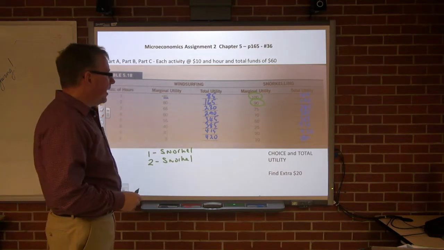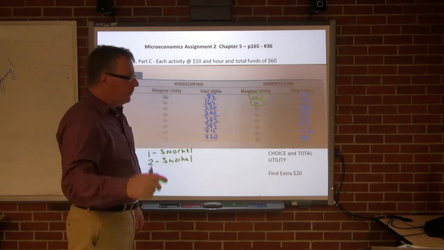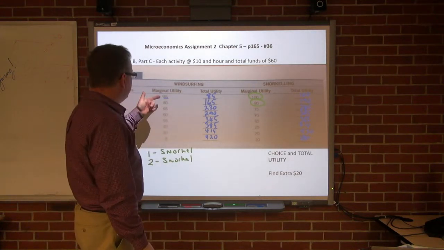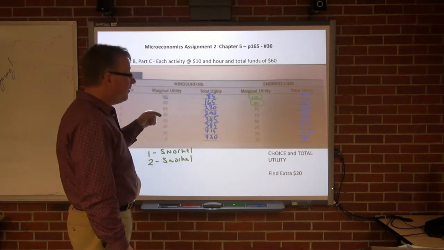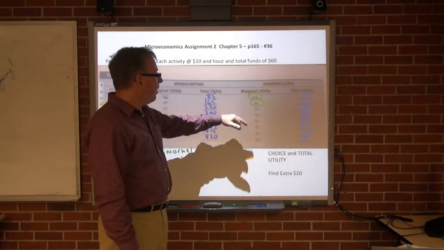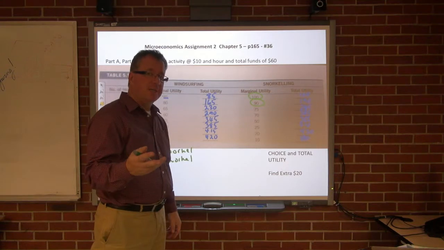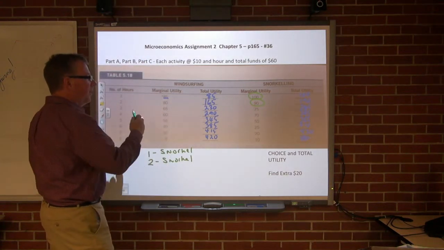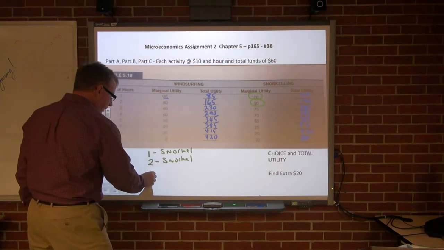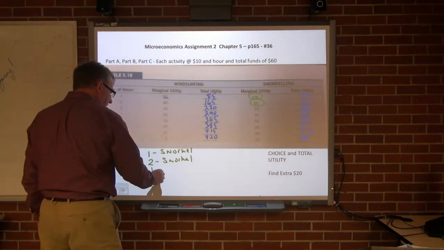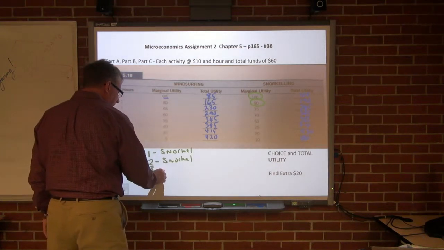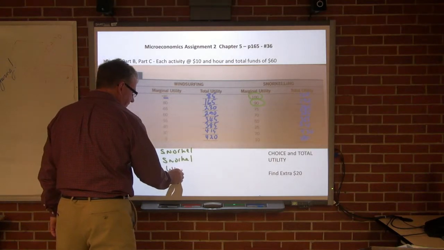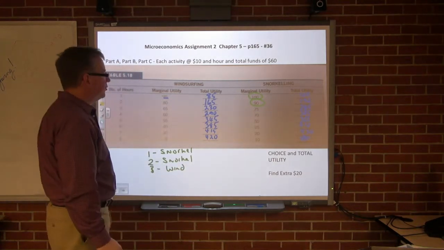We're going to go back again now. We're going to spend all our money, by the way. So we do a first hour of windsurfing at a marginal utility of 85, or a third hour of snorkeling at a marginal utility of 75. Well, in this instance, 85 is higher than 75, so we're going to go windsurfing. So we're going to do a first hour of windsurfing. I'll just call it wind for short.